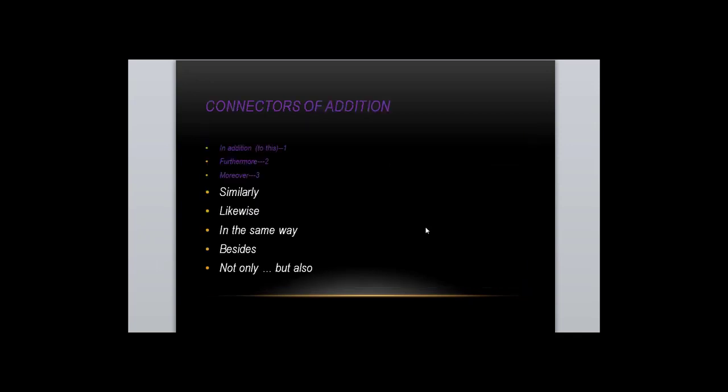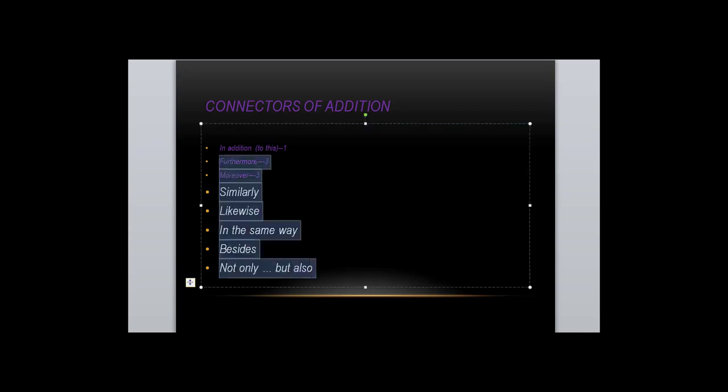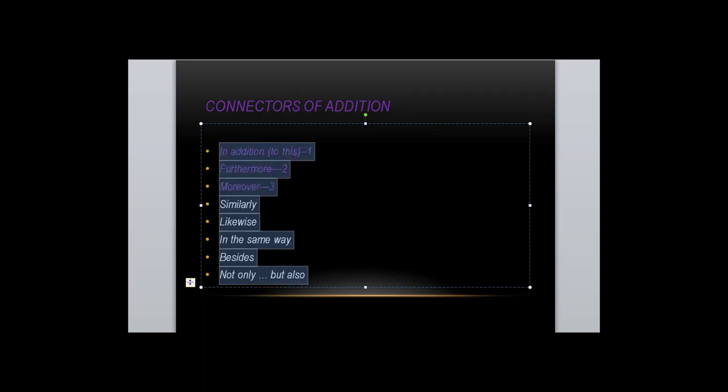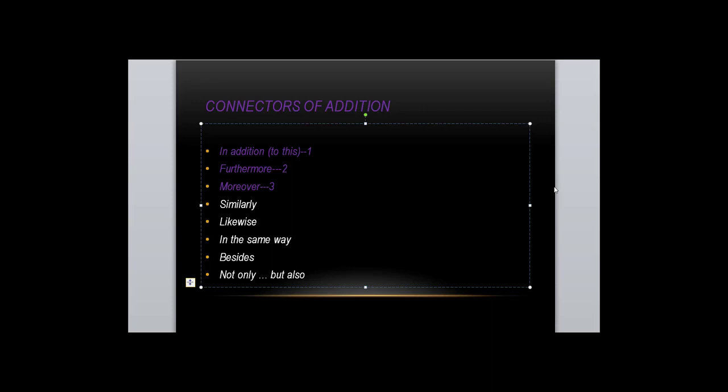Let's go to another slide. So these are the connectors of addition. In addition, furthermore, moreover, you can write these. You see the color, because first you will use in addition, then furthermore, then moreover. Never use moreover at the beginning. That will be wrong. For example, with one thing you want to add another thing. In that case, you will use in addition to.